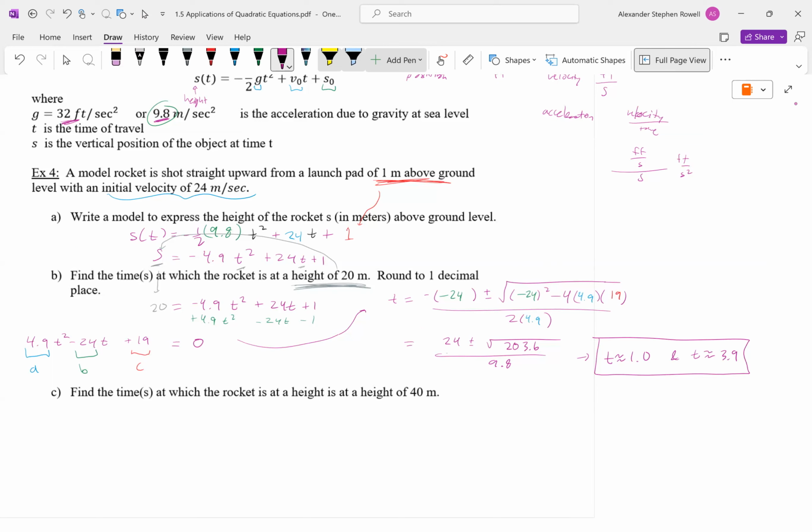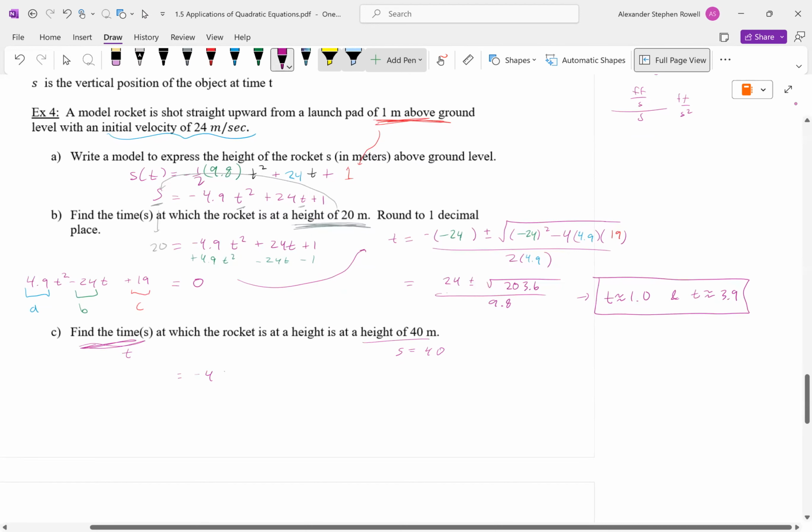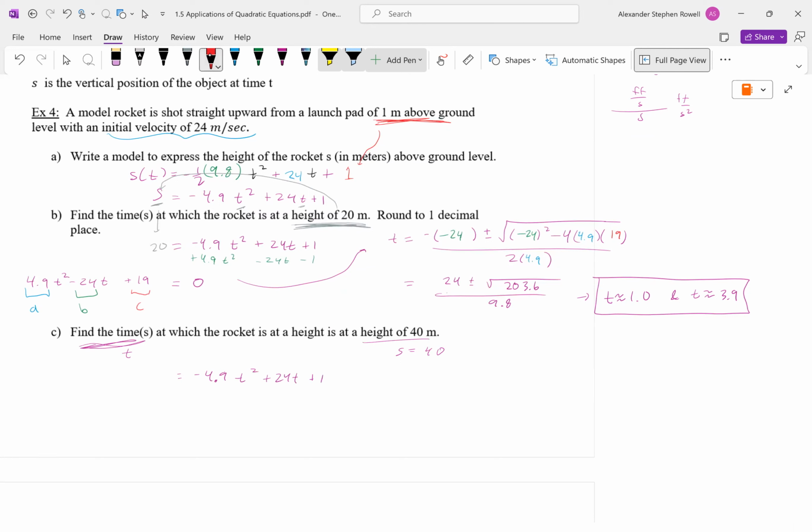Part C, find the times at which the rocket reaches a height of 40 meters. How is this different from part B? Do I plug in the time? No. The height is 40. It's asking for the time, so that's the unknown. S equals 40. So it's essentially the same problem. Negative 4.9 t squared plus 24t plus 1 is equal to 40. So same setup.